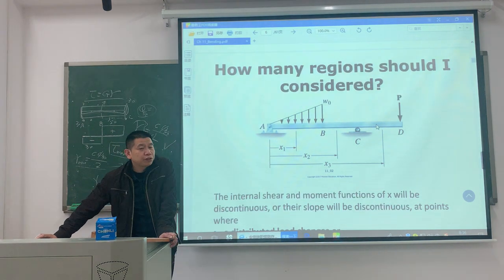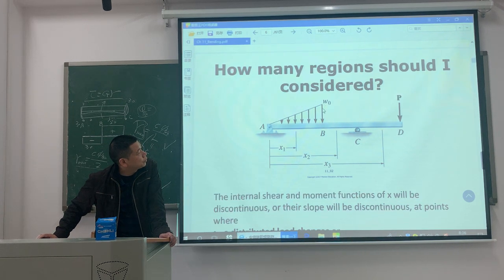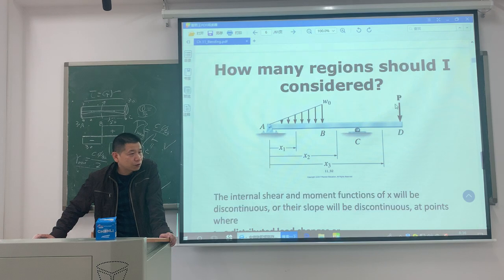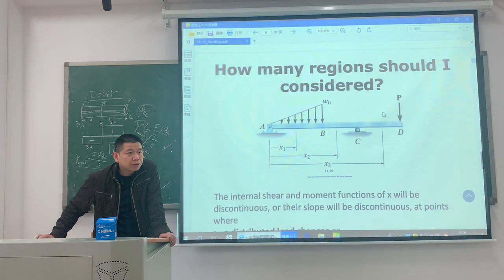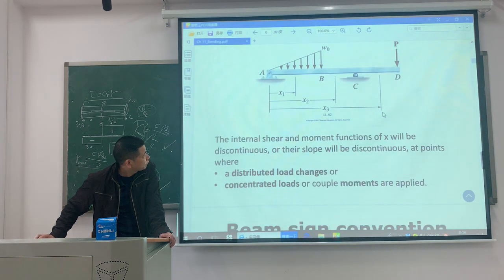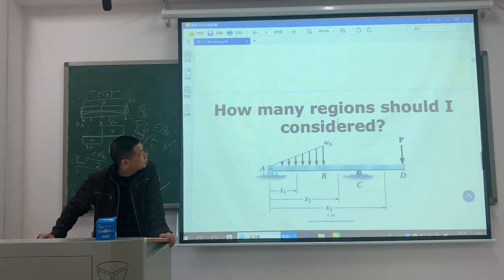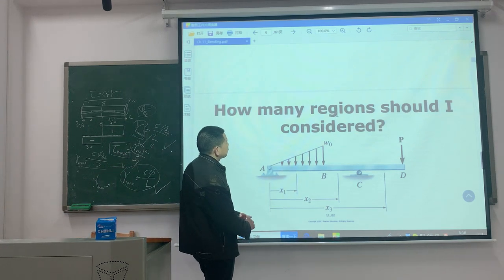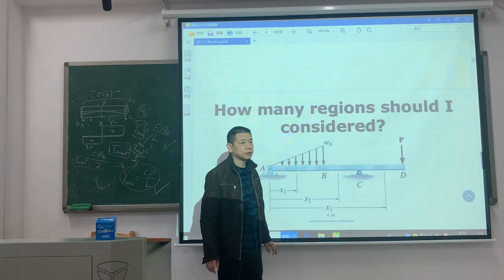There is an overhanging beam with loading. There is a distributed load and a concentrated load. How to draw the bending moment diagram and the shearing force diagram? First, we have to decide how many regions we should consider.